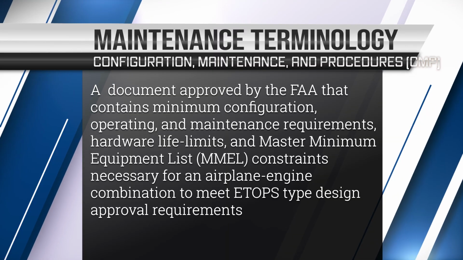Group 2 systems are still significant systems, but they aren't going to take you completely out of the air. So for instance, your navigation systems, if all of a sudden you just couldn't navigate anymore, and you're looking out the window trying to fly along. That's a significant ETOPS system, but it's not a Group 1 system. Just because you can't navigate doesn't mean the airplane's about to fall out of the sky. You just don't know where to go. So that would be an example of a Group 2 ETOPS system. All right, so now that we know what ETOPS is, let's talk about the configuration maintenance procedures document.